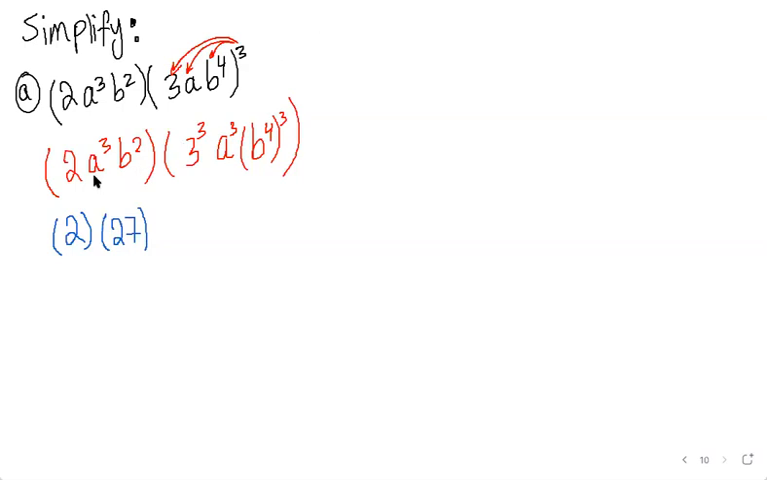Then combining the same letters together: a to the power 3 times a to the power 3 again. And the last one is b. So I get b to the power 2 times b to the power 4, everything to the power 3, which is b to the power 4 times 3. They give me b to the power 12. So here is b to the power 12.